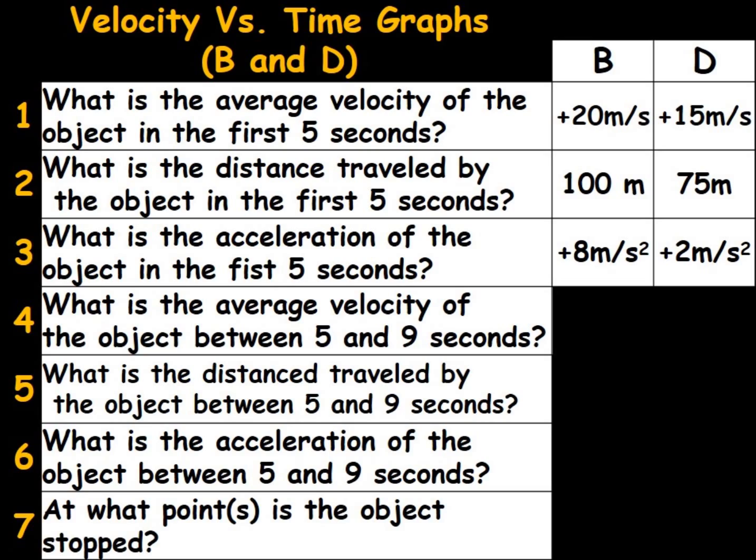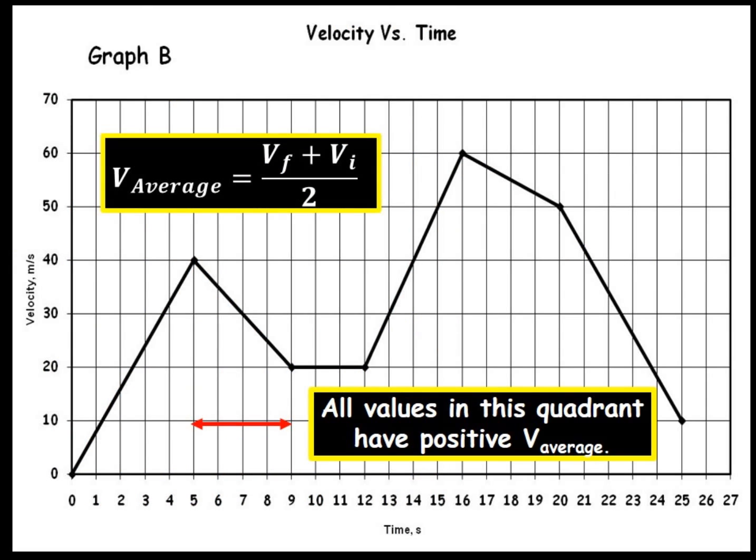Next, we're going to go back to average velocity. What is the average velocity between 5 and 9 seconds? So it starts out with 40, it ends with 20, so it's going to be 40 plus 20 divided by 2, which is 30. Again, it would be plus 30, that's the average velocity.